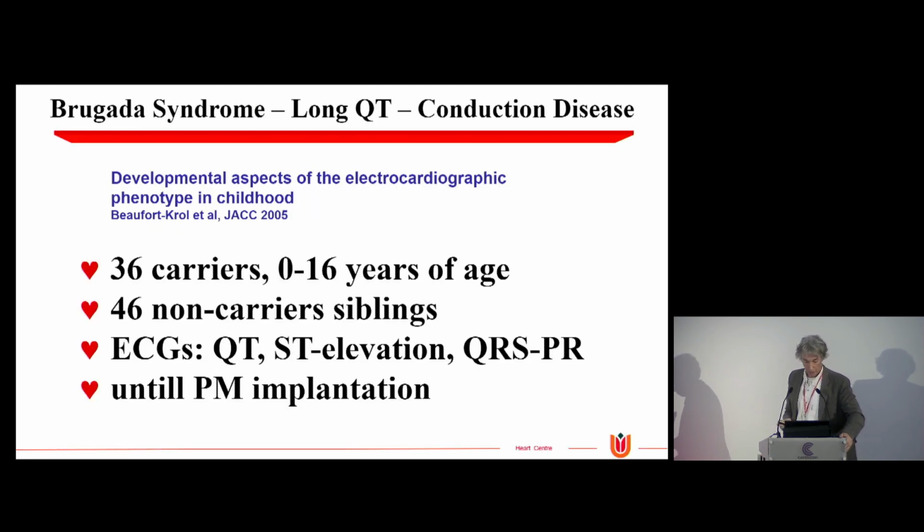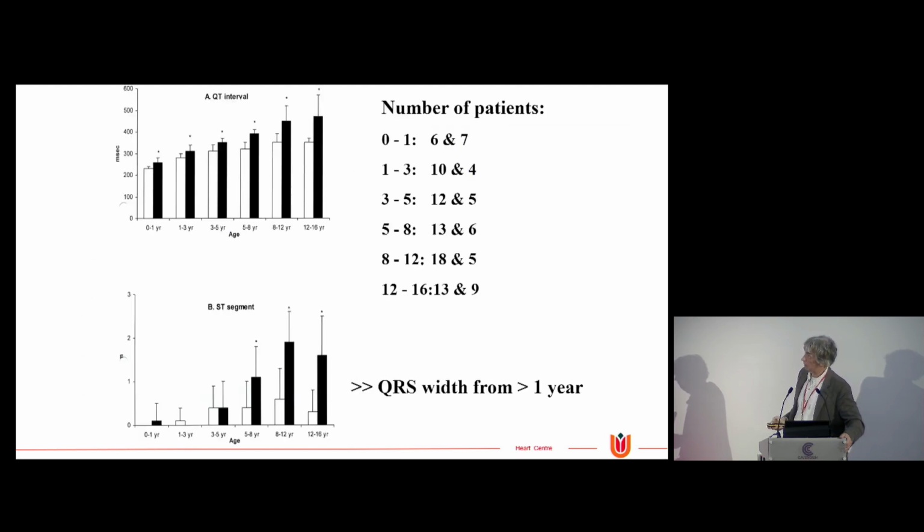We were also able to show that for this overlap syndrome. The interesting part of this family, of course, is that it has both Brugada syndrome and long QT syndrome. And in this study with the pediatric cardiologist from Groningen, we studied 36 carriers between age 0 and age 16, and we compared them with 46 non-carrier siblings. And we looked at the EKGs. We know in this family that pacemaker implantation is protective against sudden death, and you cannot judge the QRS anymore after the pacemaker implantation, so we stopped at the moment of pacemaker implantation.